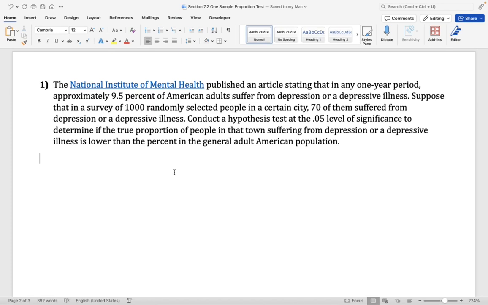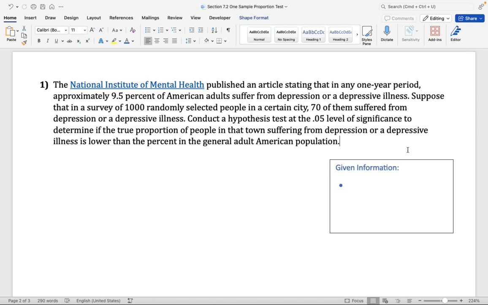Okay, so this is the exciting part. We're going to conduct the hypothesis test. Now, as we're reading the problem, I propose that we keep track of the given information. I'm going to be keeping track of that here on the right-hand side of our screen.